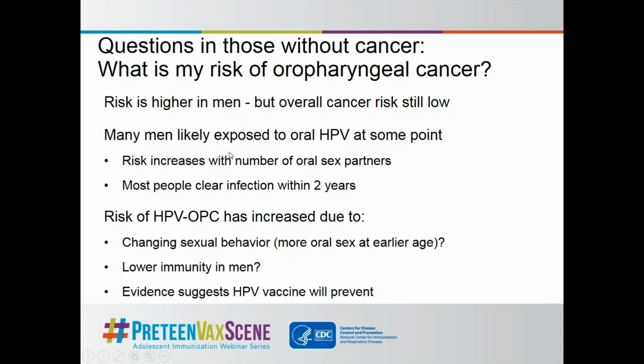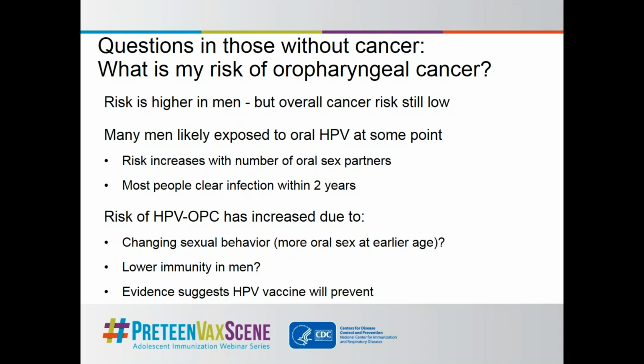Most individuals will have been exposed to HPV orally at some point in their lives. However, very few people will end up with an oral HPV infection. As Dr. D'Souza just reviewed, risk of oral HPV infection increases per increase in number of oral sex partners. And even though someone may have an infection, in all likelihood, they will clear that infection within 2 years, and it happens naturally as their immune system helps get rid of the infection.